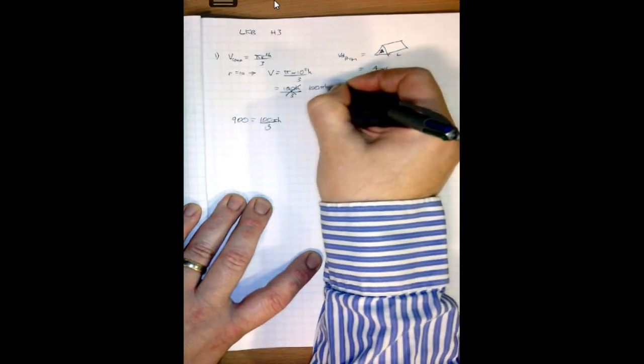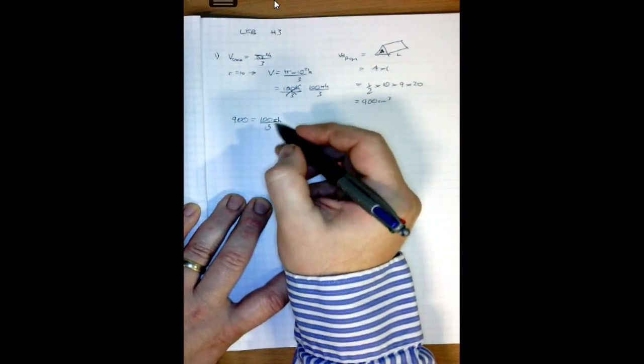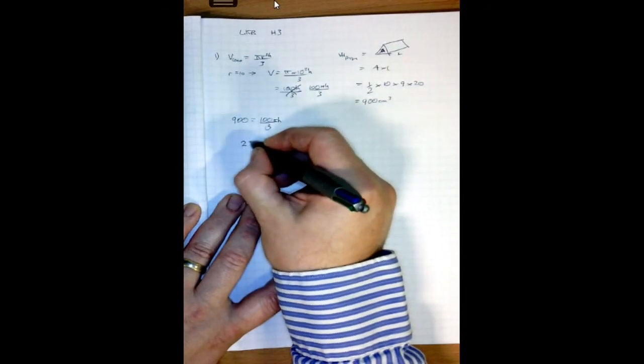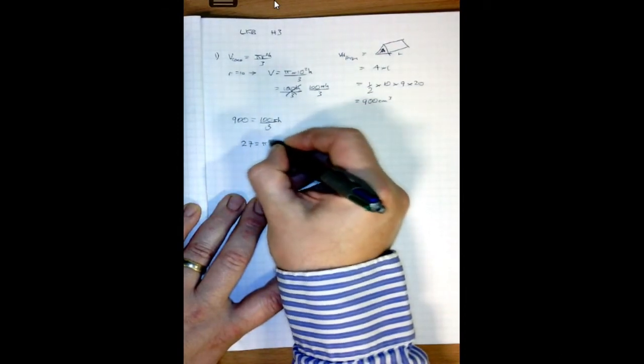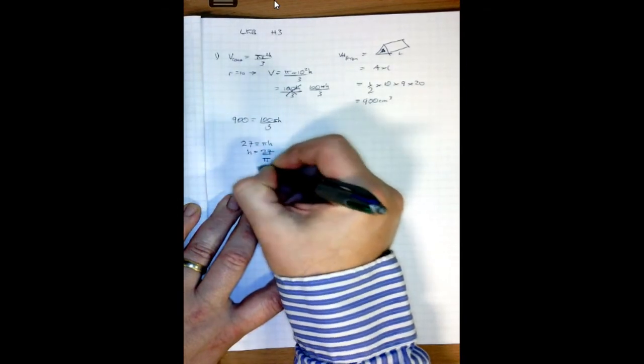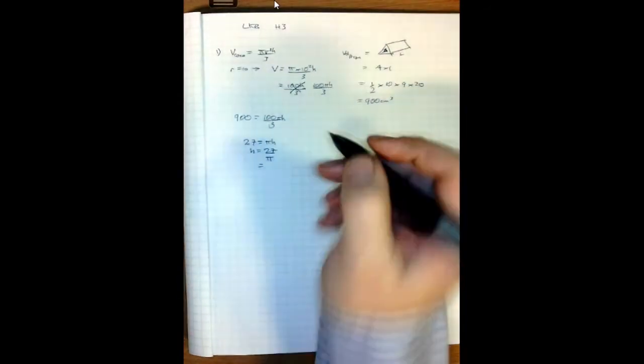So h is 27 over pi, and it's not specified how I should round it, in which case I'm going to go for 2 decimal places. 8.59 centimetres to 2 decimal places.